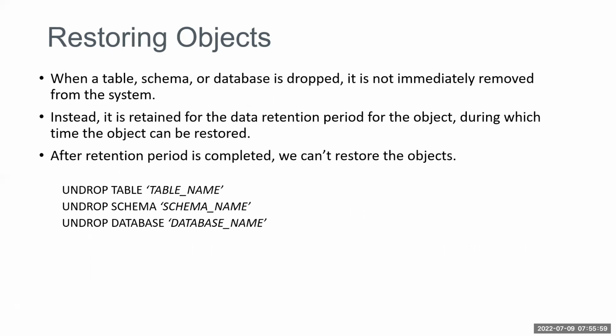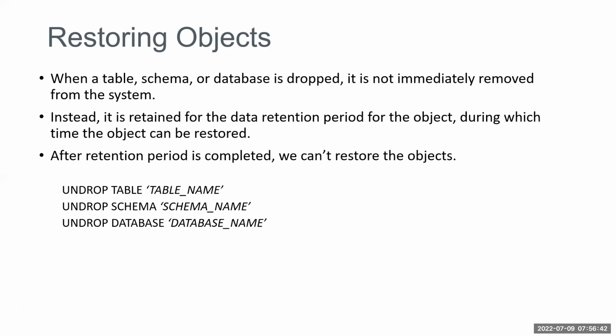And the next one is how to restore the objects. I told, right, by mistake or intentionally, if we drop any object like a table or schema or database, it will not be removed completely from the system. Instead it will be retained in the storage layer. Based on the retention period we are setting, until that period a version of that table, schema or database will be stored in the storage layer itself. After that retention period is completed, we cannot restore these objects anymore.